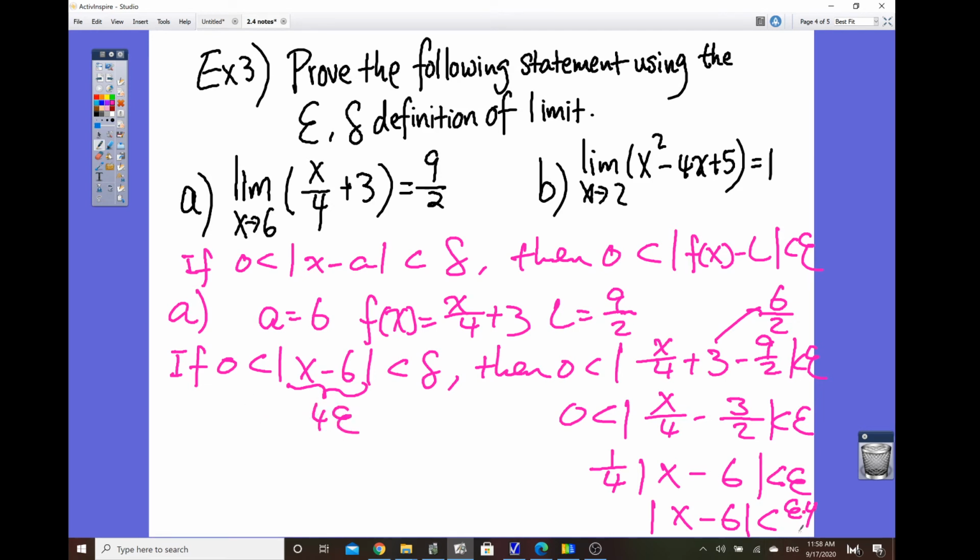We can use 4 times epsilon. Well, because that greater than, less than means it's an approximation. So this one is saying that 4 times epsilon is less than delta. And now we need to solve for epsilon here in terms of delta. So that means epsilon is less than delta over 4. And that's the proof.